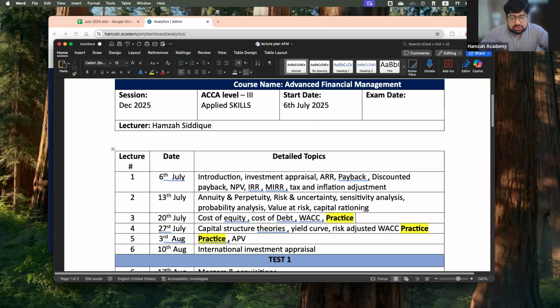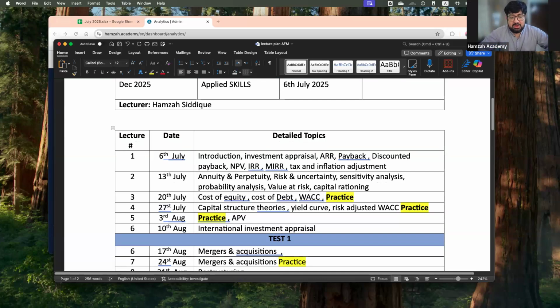Now, what is capital rationing? Capital rationing is a situation where funds are limited. Available positive NPV projects are so many, but funds are limited. So what is the reason for limited funds? Two reasons: hard capital rationing and soft.